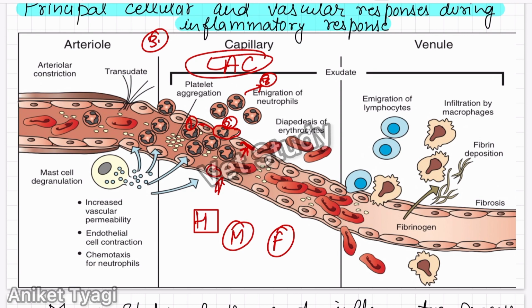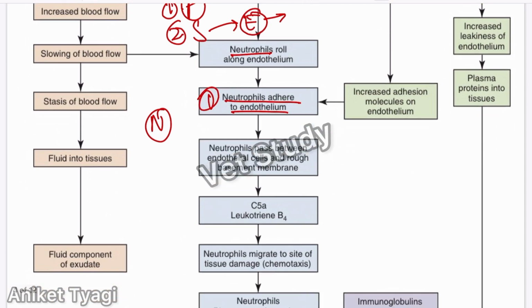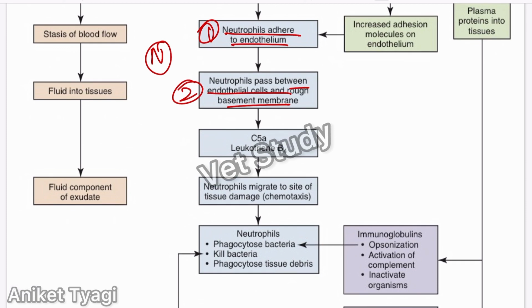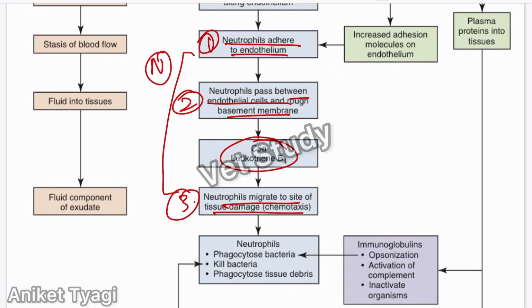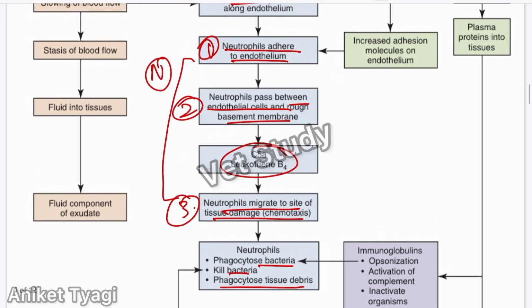And you can also see here that neutrophils adhere to the endothelium. This is the first step. Neutrophils pass through the endothelium and basement membrane. This is the second step in the leukocyte adhesion cascade, and we already discussed that they occur due to some chemicals, right? And then neutrophils migrate to the site of tissue damage. This is the third step. So these are the three steps in the leukocyte adhesion cascade. And after this, what will the neutrophil do? Neutrophils will phagocytose the bacteria or any other thing, kill bacteria, and phagocytose tissue debris. Okay, so they will clear the area.